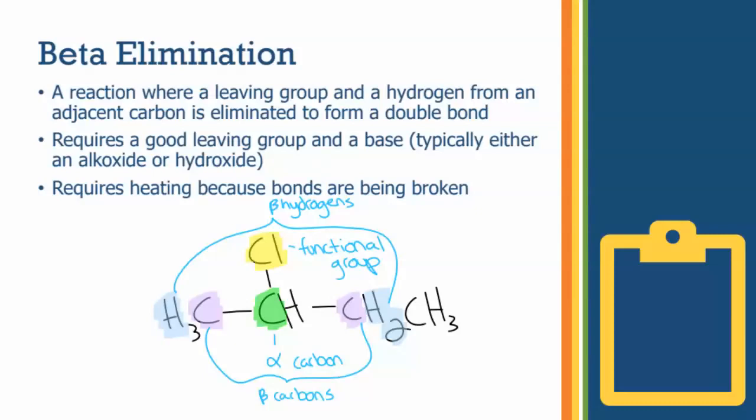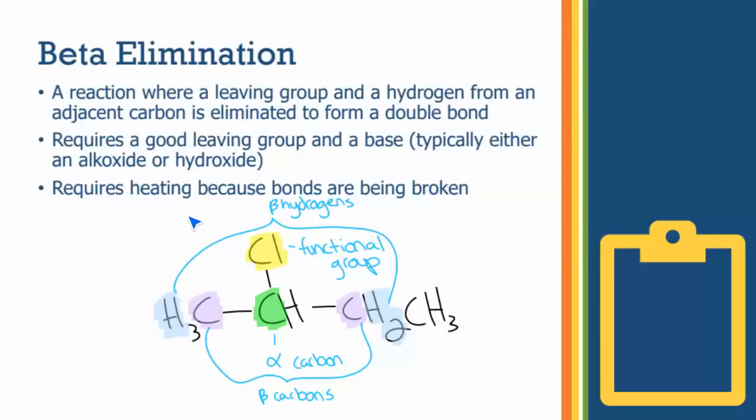Okay, so beta elimination is what we started with. This is a type of elimination reaction where a leaving group and a hydrogen from an adjacent carbon, so two groups from two adjacent carbons, are eliminated, and you form a double bond between them. It requires a good leaving group and a strong base, which we'll typically use an alkoxide or hydroxide. This reaction also requires heating because bonds are being broken and it requires energy to break bonds.